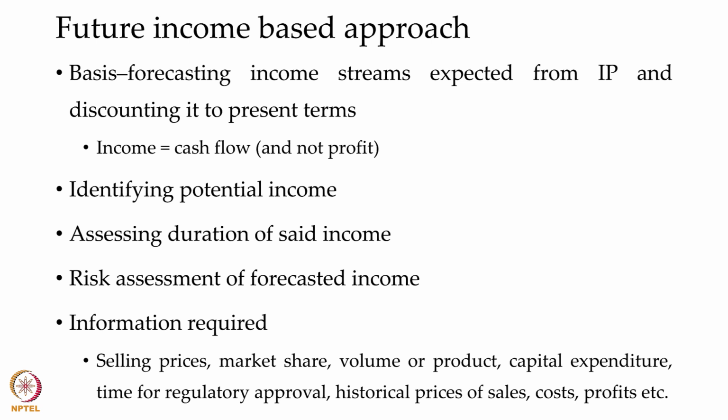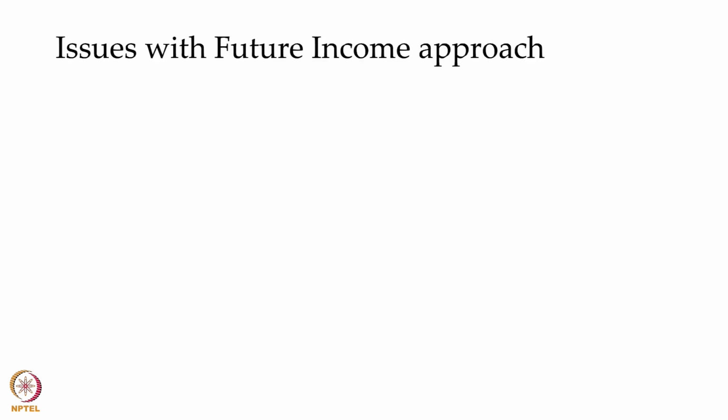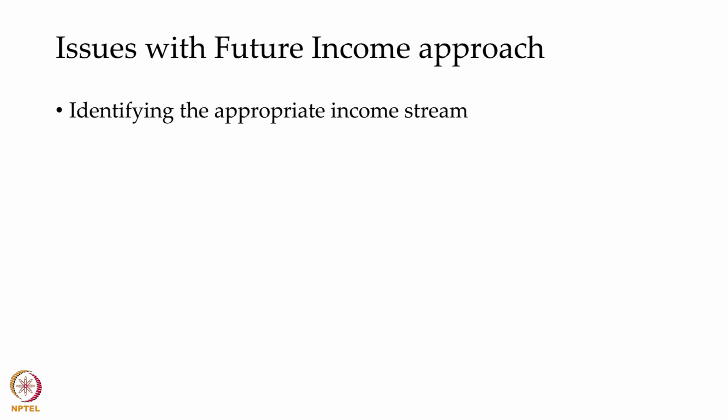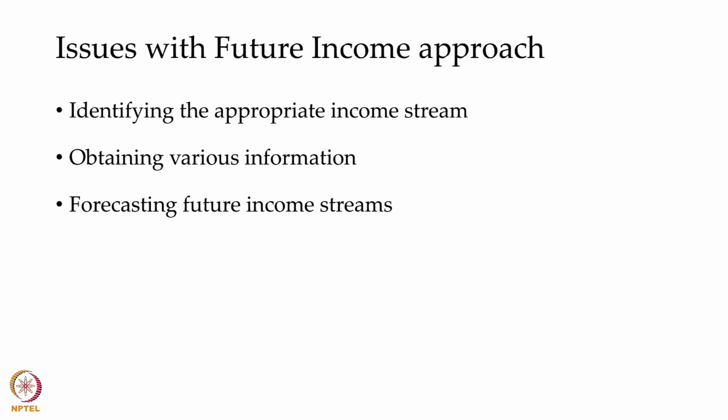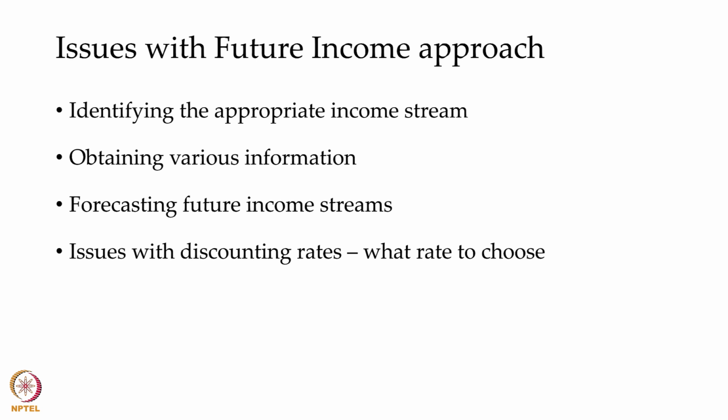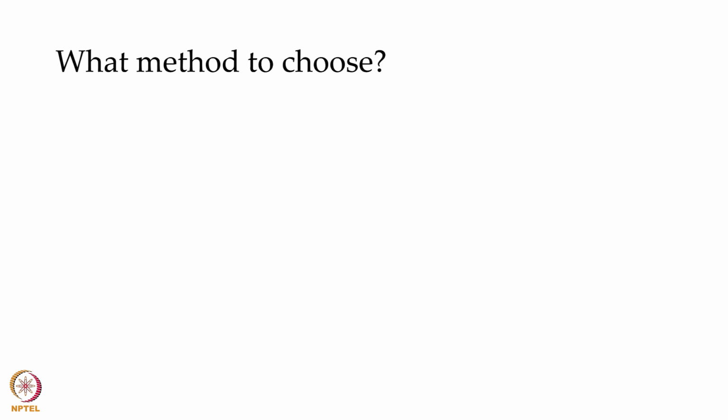The information required includes selling price, market share, volume or number of products, capital expenditure, time for regulatory approval, historical prices of sales, cost, profits, etc. The future income approach, like the comparable products approach, has certain issues. Identifying the appropriate income stream sometimes becomes a problem. Obtaining the various information that is required is again problematic. Forecasting future income streams can be risky. And issues with the discount rate, what rate to choose, could be another issue.